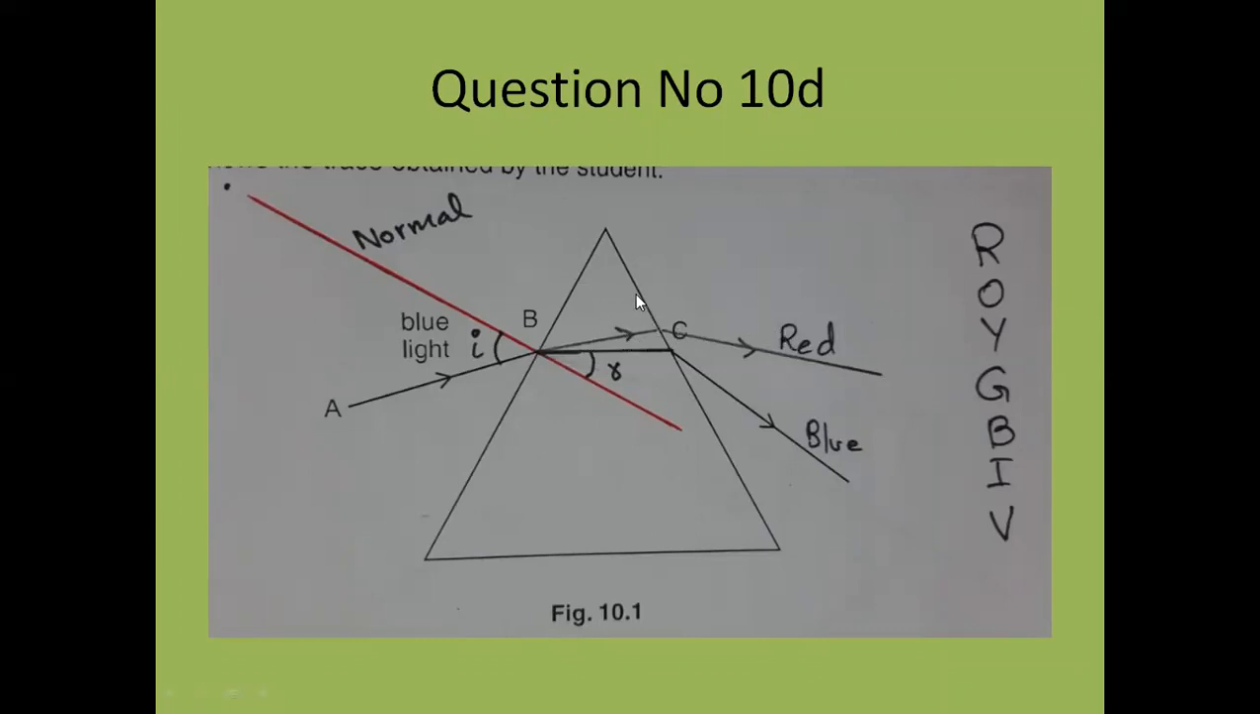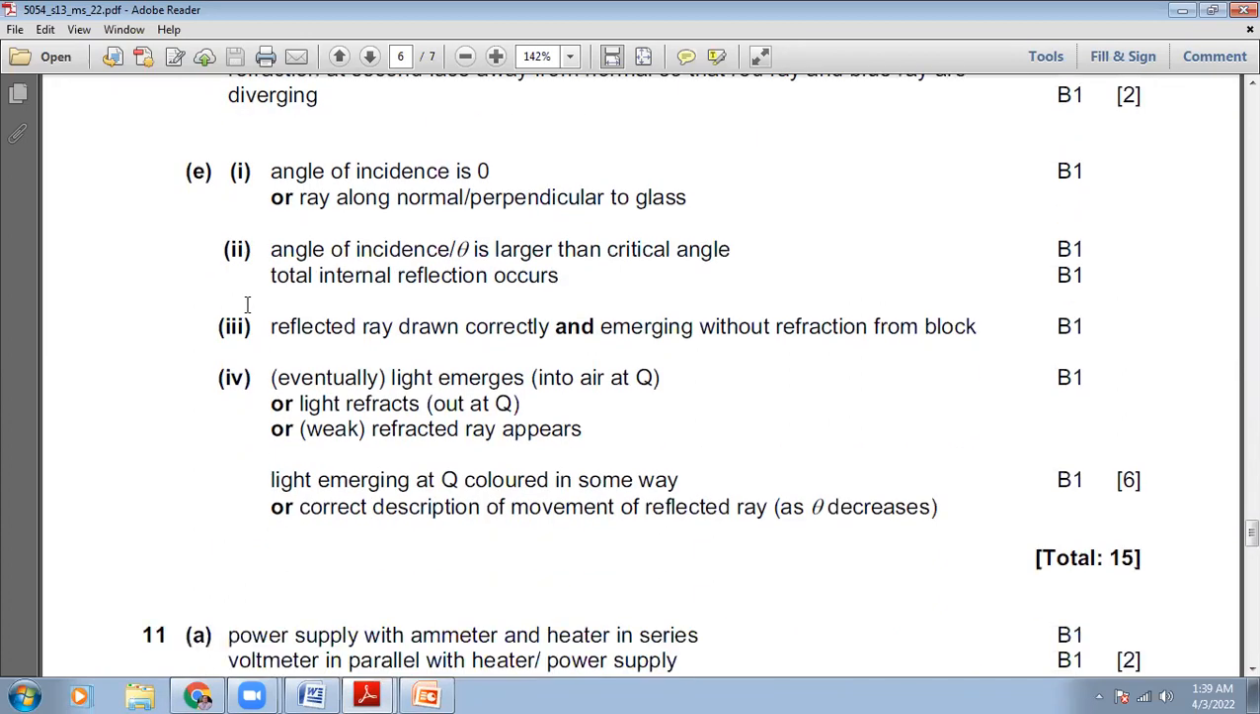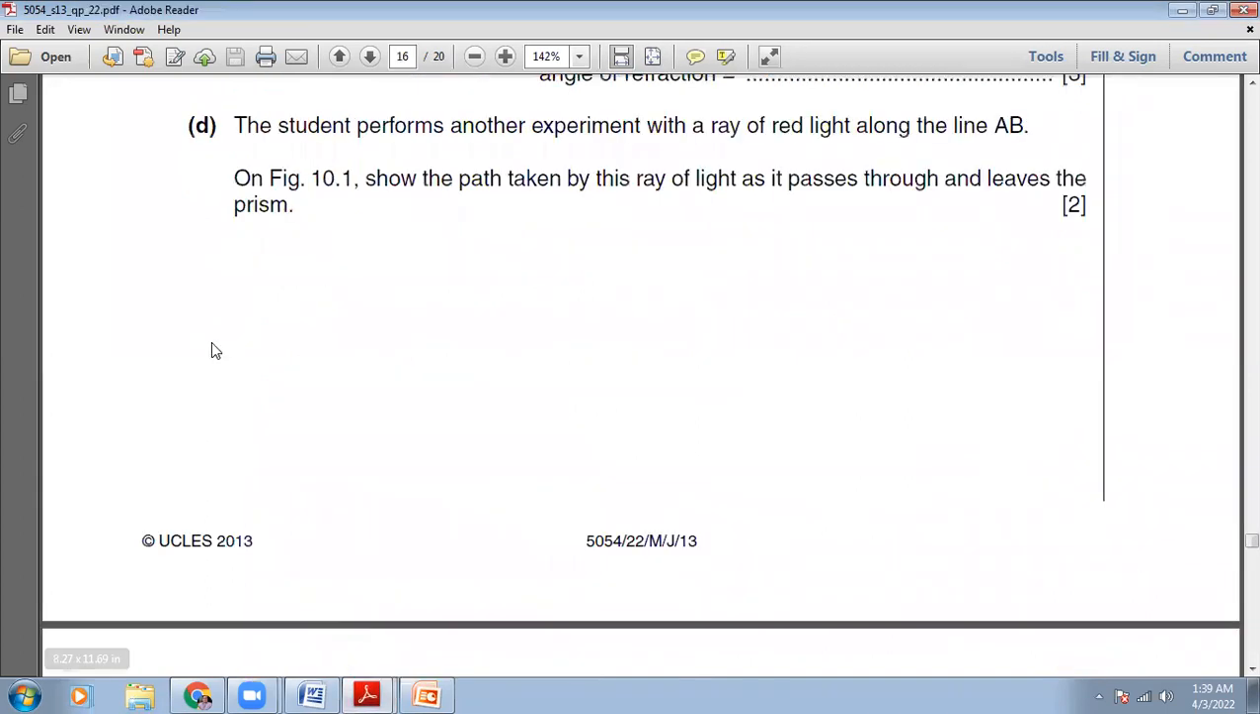Okay, so this is how you have to do this. Because in the band of colors the red is always above the blue. Red bends less as compared to the blue. So this is what you have to show there. Refracts less at first face and on correct side of the normal. Refraction at the second face away from normal, so that the red ray and blue ray are diverging. Okay.